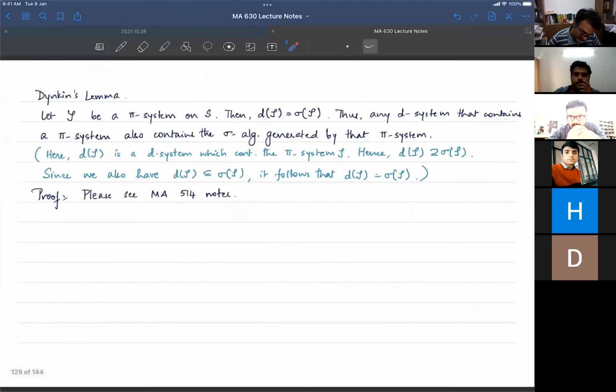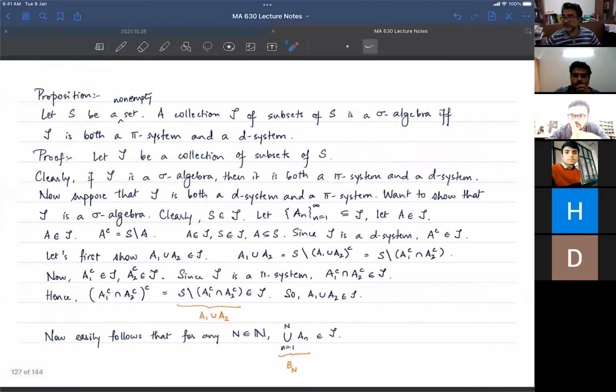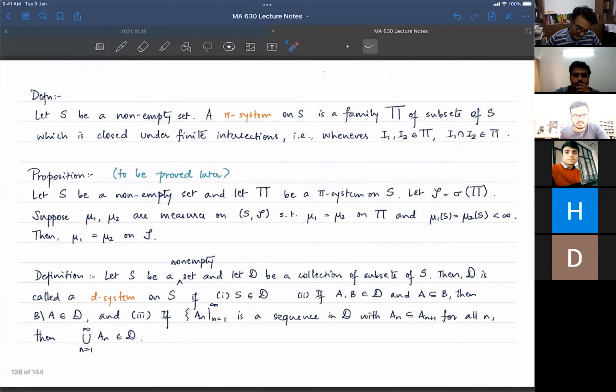Okay, so now at this point you don't know what a pi system is. So let's see what a pi system is. We'll also run into something called a D system. And then there's also going to be a theorem related to Dynkin, which we will use. Okay, so anyway, that was just some motivation.